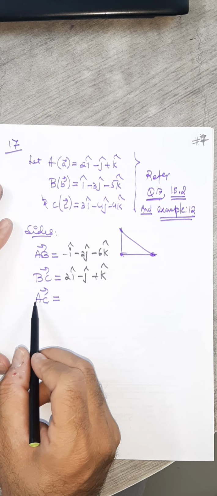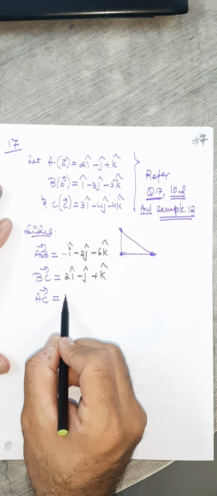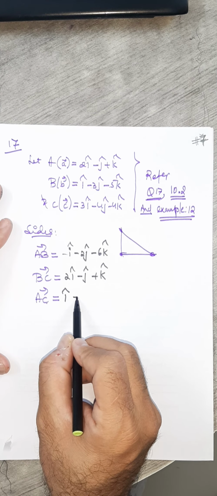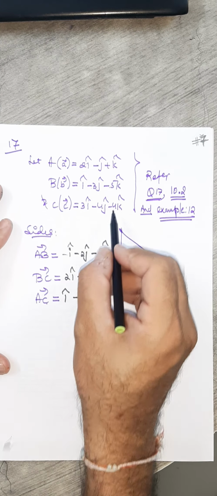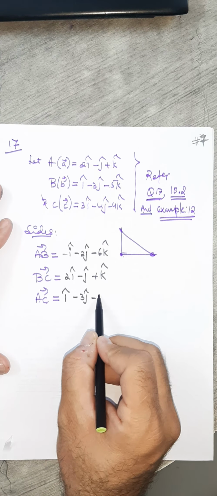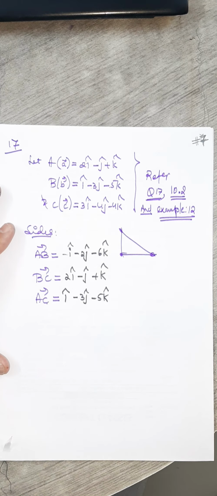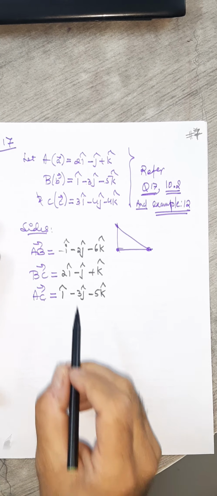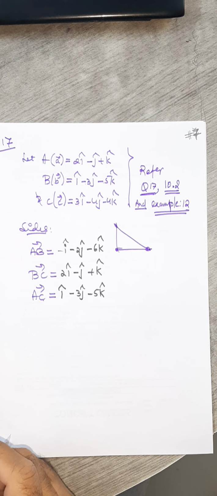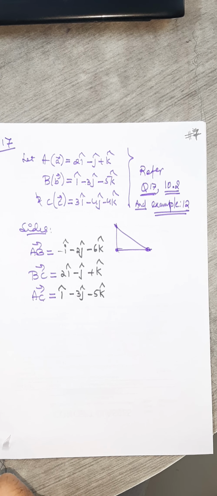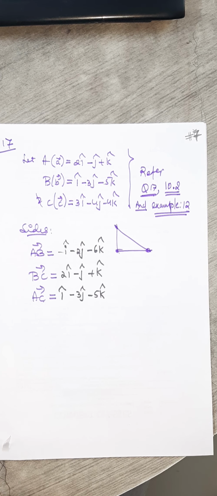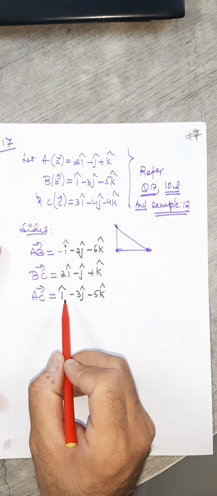And AC means C minus A. This minus this, that is i cap. This minus this, that is nothing but what? Minus 3j cap. And this minus this, which is nothing but minus 5k. Okay, now if you observe these three side vectors carefully, you will find that out of these three, two must have dot product equal to 0. So this is just by observation.